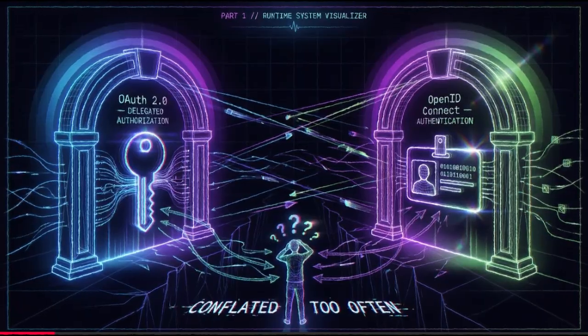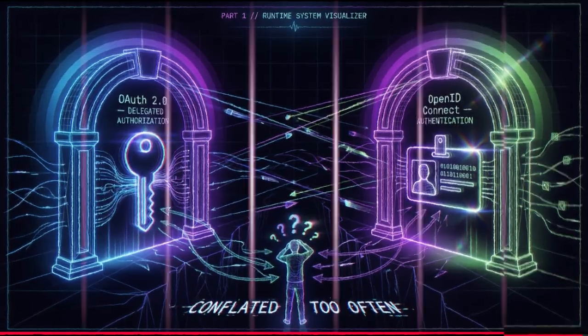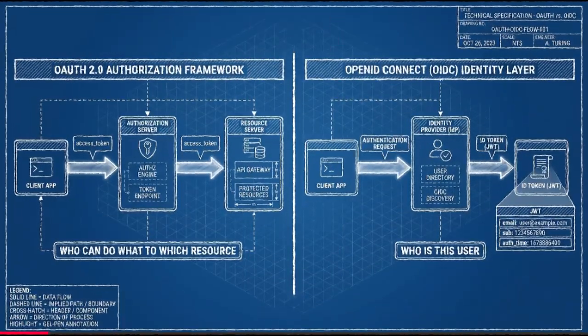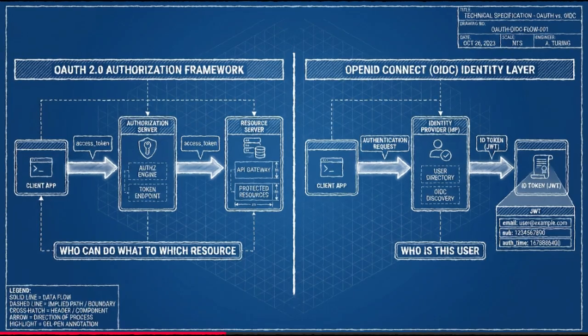Part 1. Framework section. We must define the core terminology before analyzing the architecture, because implementers frequently conflate OAuth and OpenID Connect. They do, constantly. Right. OAuth is strictly a framework for delegated authorization. It grants a client application access rights to perform operations on a resource server. It does not authenticate the user. OpenID Connect, or OIDC, is the authentication layer built directly on top of the OAuth framework. OIDC utilizes JSON Web Tokens, specifically ID tokens, to assert user identity, email addresses, and authentication timestamps.